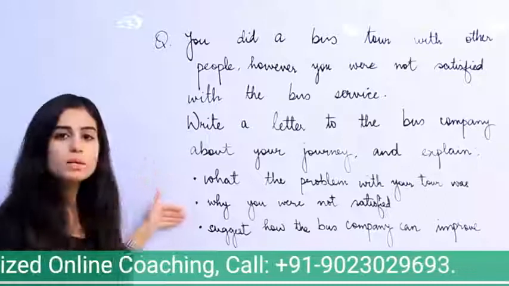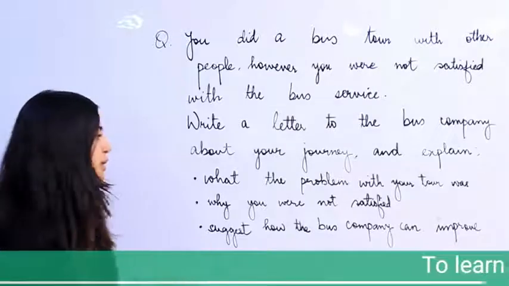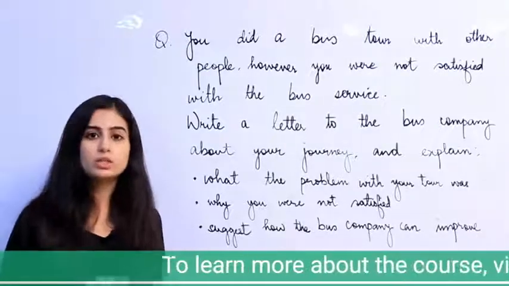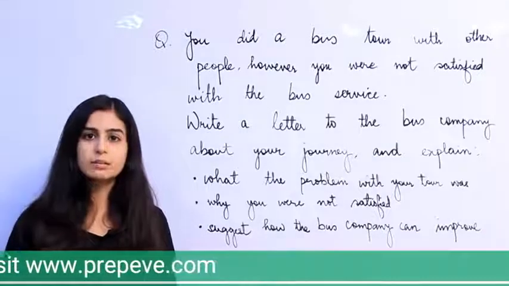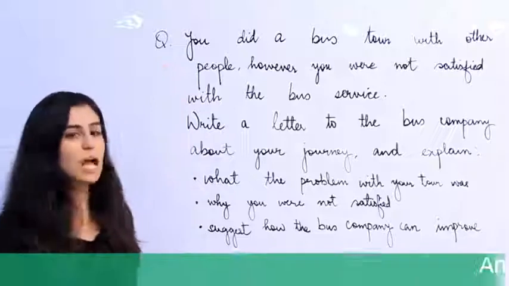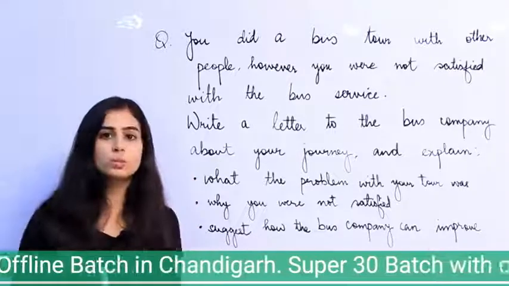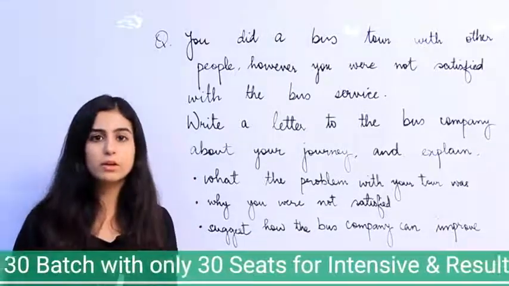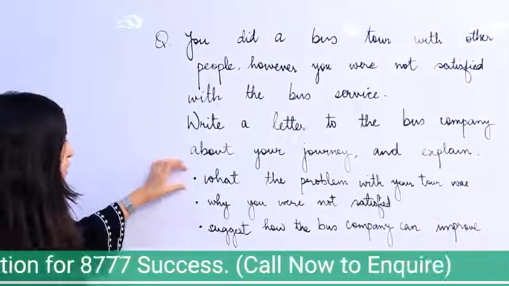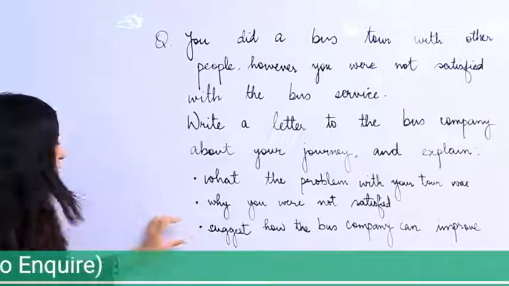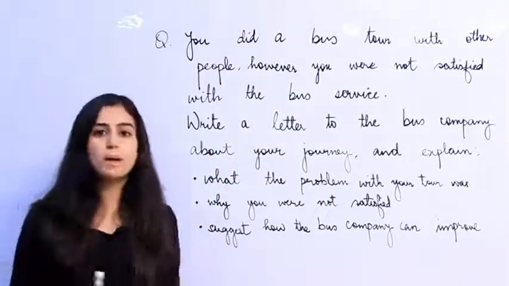There was a problem, you weren't satisfied, and ultimately you would give suggestions or recommendations for improvement to the bus company so that your future trips are better and they can improve upon their services. Is that clear? So this is what the question is asking you to do. So in your letter you have to incorporate these 3 bullet points which would turn out to be the content of your letter. So each paragraph is devoted to 1 bullet point. This is basically your first paragraph, second paragraph and your third paragraph. So you just have to elaborate each of these bullet points and form paragraphs.